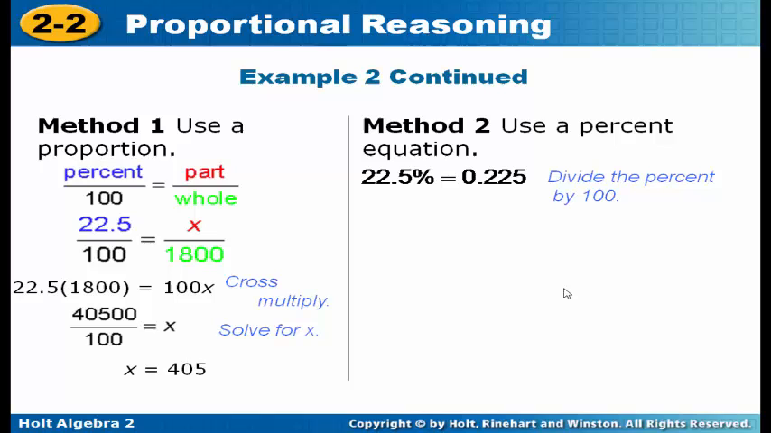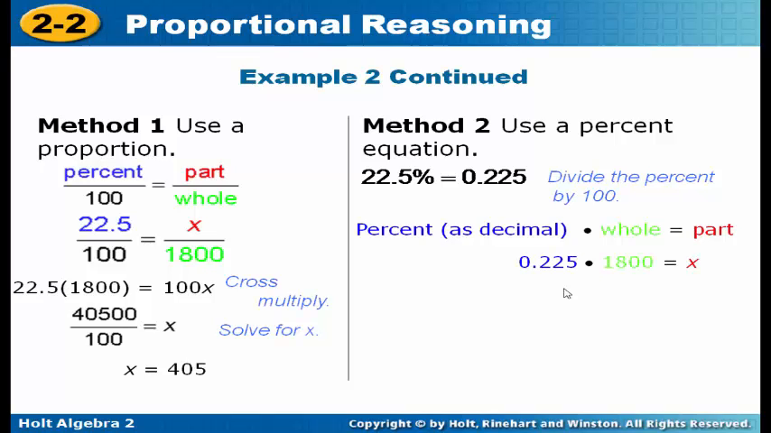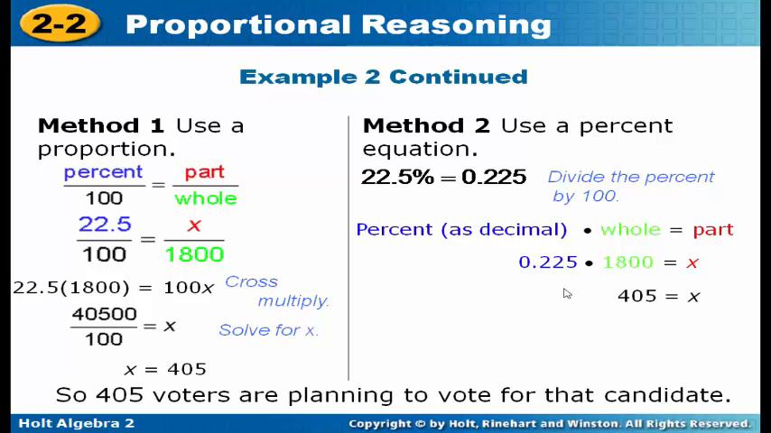Or we can say 22.5% equals 0.225. We divide it by 100. So percent times whole equals part. So 0.225 times 1800 equals x. So x equals 405. So 405 voters are planning to vote for that candidate.